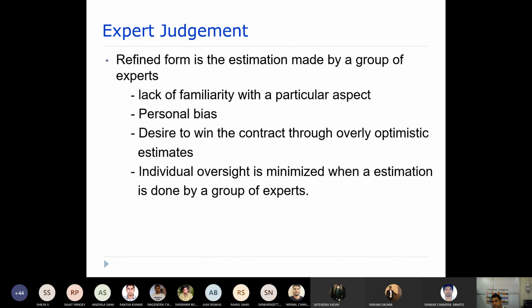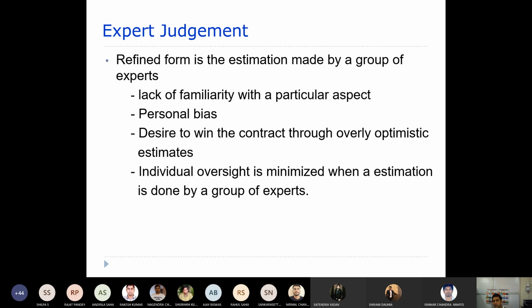There is still a lack of familiarity with a particular expert. Even if you pick a group of experts, some aspects of the project may still be missed out. There will still be some personal bias. Maybe you improved a lot, but still there will be some personal bias. Maybe you do not know how many people will be in the group representing each and every aspect. That is not known.